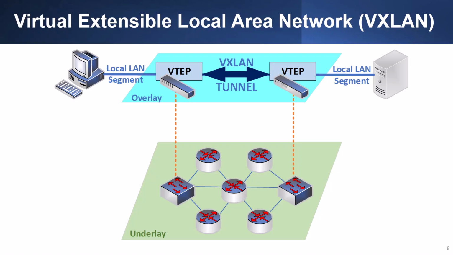This figure shows a VXLAN overlay network where the VTEPs on each side encapsulate the local Layer 2 LAN segments into the VXLAN tunnel that rides over the IP underlay network, effectively extending an L2 segment across an L3 fabric.